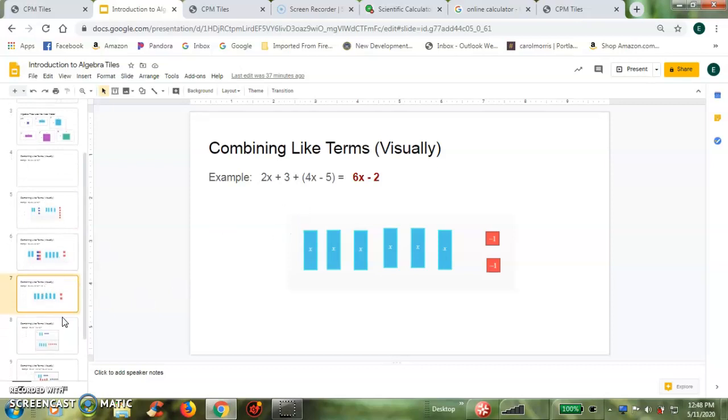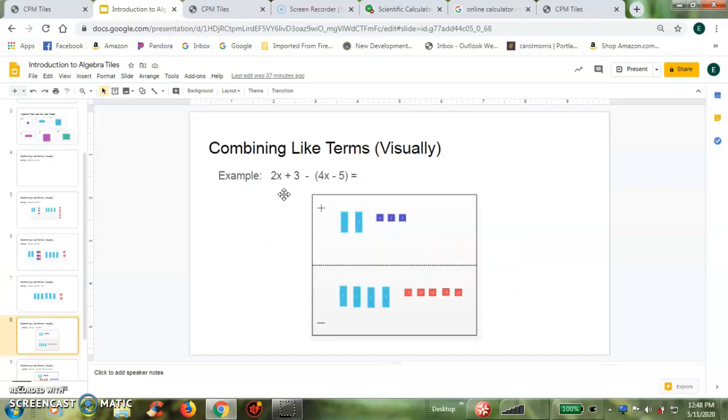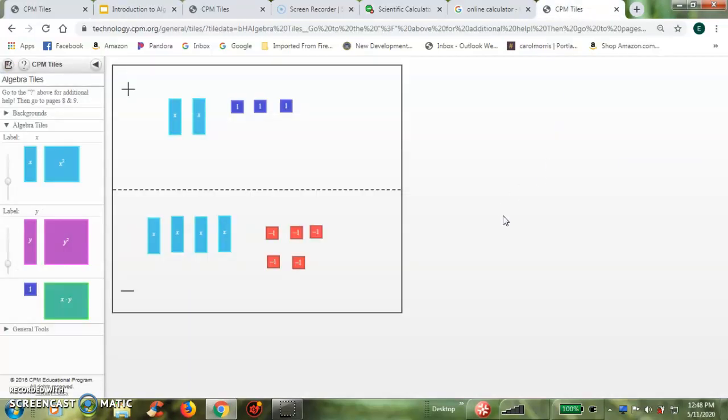Okay, so we're going to set up another problem. We're actually going to subtract this now. This one is the same as 2x plus 3 minus 4x minus 5. I want you to note that on the equation map, I have put all of this down in the subtraction section. So I do have this set up in the tiles, just like this. What I want to do is talk about the next legal move with algebra tiles.